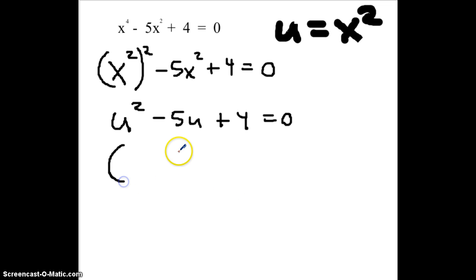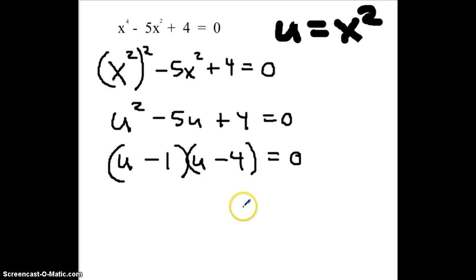Alright, so let's think about this in terms of factoring. We can break that trinomial down into a binomial times a binomial. The way I would think of it is, what are two numbers that would add to give me negative 5, but also multiply to give me a positive 4? The only two I can think of are negative 1 and negative 4, right? Because negative 1 minus 4 is negative 5, and negative 1 times negative 4 is positive 4. That's how you would factor that trinomial.